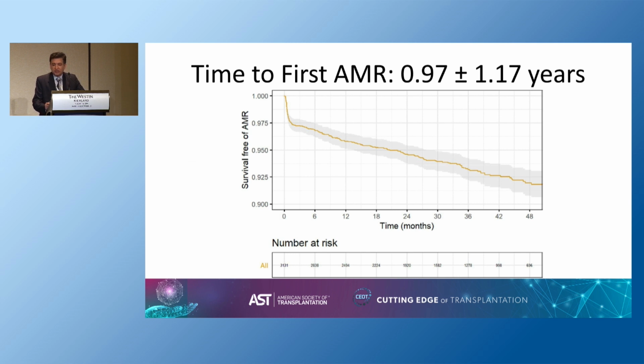Interestingly, the time to first AMR was 0.97 years, plus or minus 1.17 years. You can see on this figure that you start to see patients develop AMR within the first 3 months post-transplant. So you start to think about what might be causing that, and what immediately comes to mind is that there were probably some preformed antibodies present in those patients.